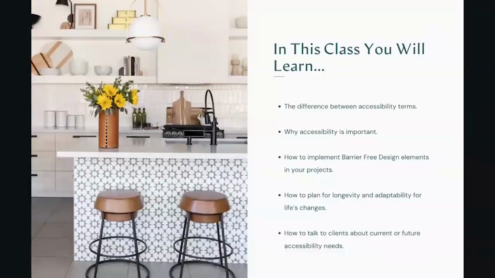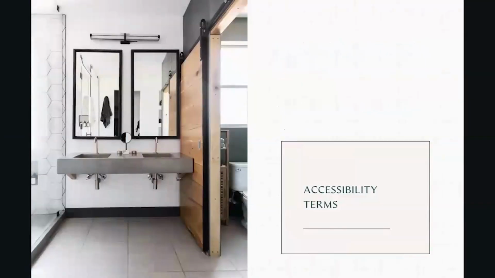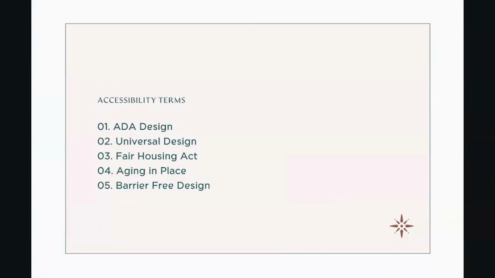So in this class, you will learn the difference between accessibility terms, why accessibility is important, how to implement barrier-free design elements in your projects, how to plan for longevity and adaptability for life's changes, and ultimately how to talk to your clients about these future or current accessibility needs. First, we're going to start with accessibility terms. There are five different types of accessibility and ways to practice accessibility in interiors. The first one is ADA design, and then we're going to be talking about universal design, also the Fair Housing Act, aging in place, and then barrier-free design.